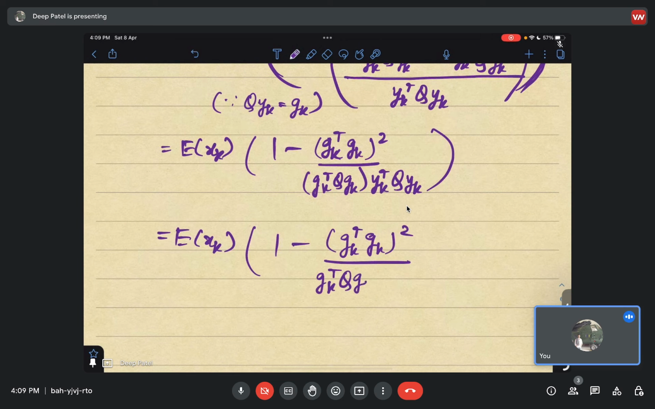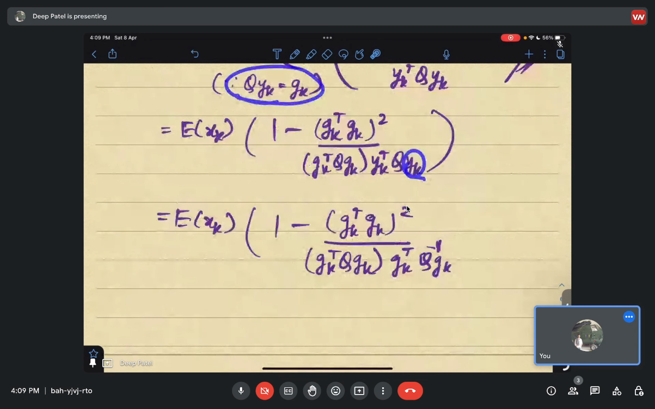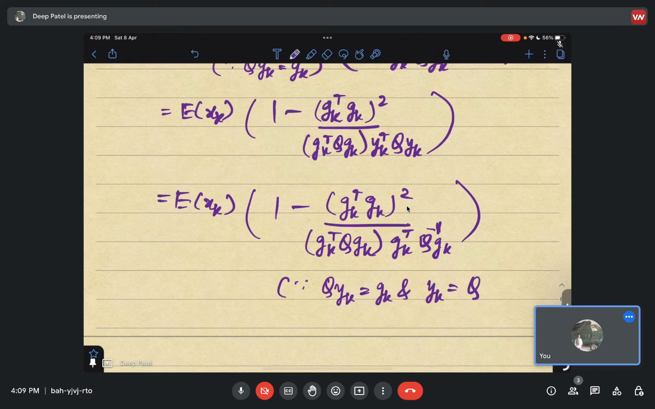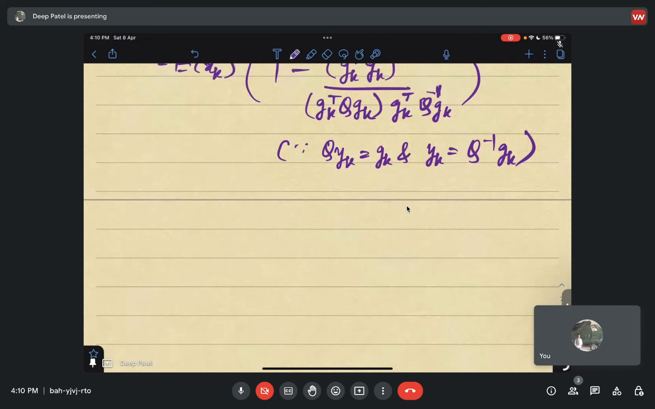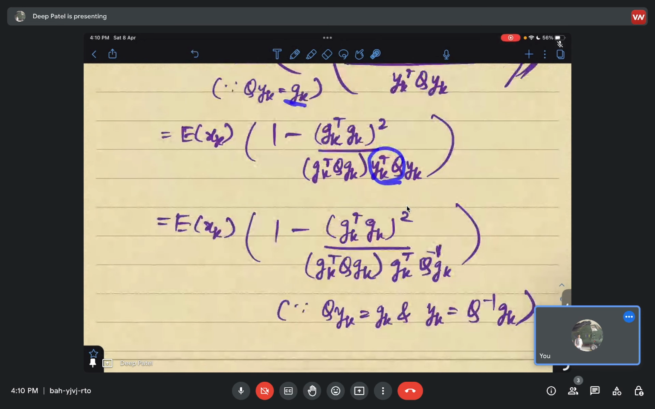GK transpose Q inverse GK. So this QYK I have written as GK, and this YK I have written as Q inverse GK. Okay, QYK is GK and YK is Q inverse GK. So I hope Q inverse squared means two Q inverses would come now. No, this Q is used here. QY is giving GK. And the remaining YK is giving me Q inverse GK.